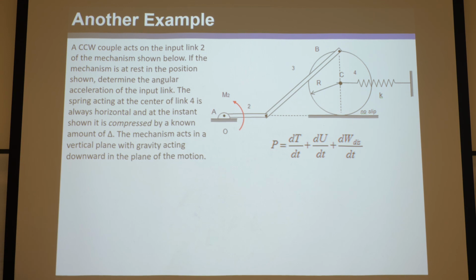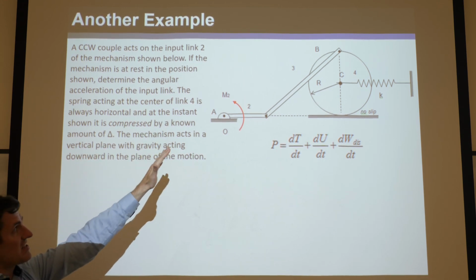So if you catch it at these instants where the velocity is 0, it's still accurate to say the object is at rest at that instant, but that doesn't mean its acceleration is 0. Its acceleration in the case that I just gave you is still g. So they're saying if the mechanism is at rest in this position shown, that means all the velocities are 0.